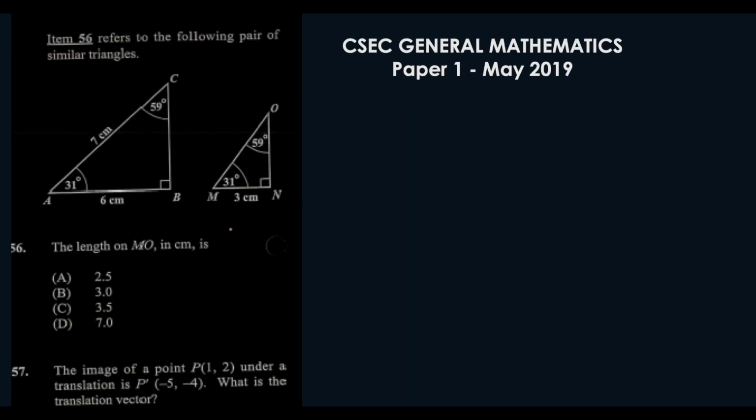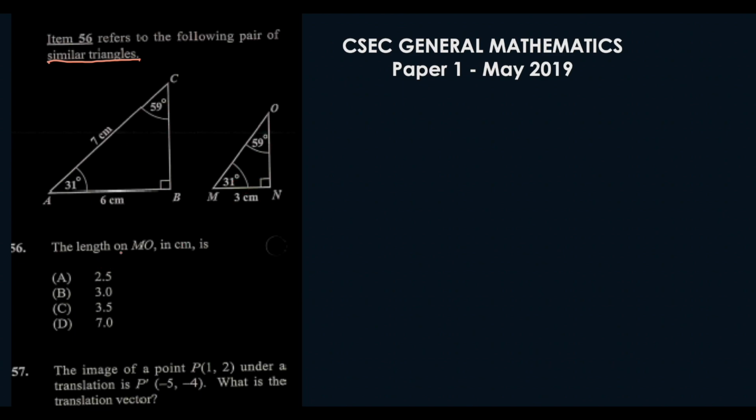Alright, so for this particular question, it says the length of MO in centimeters is, so we have triangles here that are similar. So that means that the angles are going to be the same, but the lengths are going to be changing relative to the size change. So in this case, we have 6 centimeters here, and notice how we have 3 here, but look at the degrees remain the same. So this is like an enlargement of this.